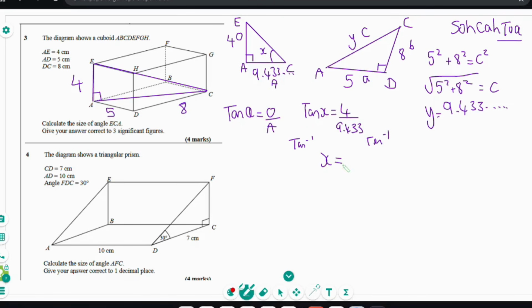X is tan to the minus 1 of 4 over 9.433. Now I've got the answer 9.433 on my calculator, so I can just carry through that answer to tan to the minus 1, 4 divided by ANS, to 3 significant figures, 23.0.